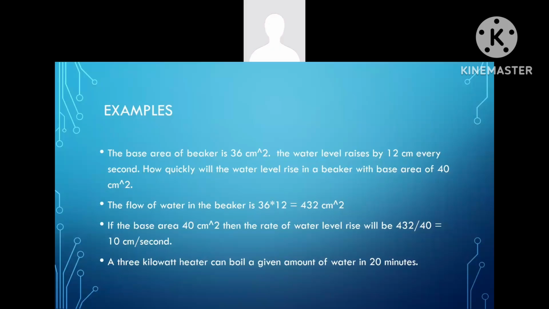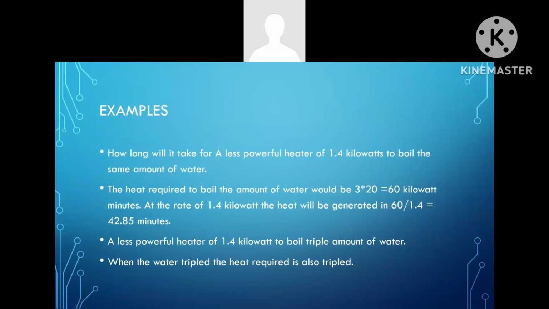Next comes another example. A 3 kilowatt heater can boil a given amount of water in 20 minutes. How long will it take for a less powerful heater of 1.4 kilowatt to boil the same amount of water? The heat required to boil the amount of water would be 3 into 20, 60 kilowatt minutes. At the rate of 1.4 kilowatt, the heat will be generated in 60 by 1.4, that equals 42.85 minutes.